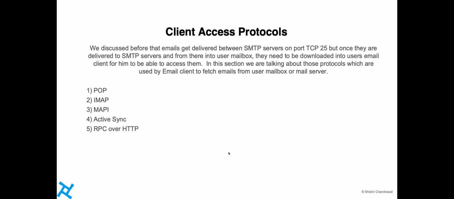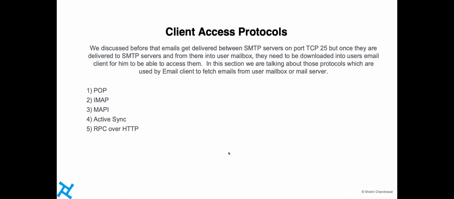Then we have got MAPI. MAPI is Microsoft Exchange Protocol. ActiveSync is again a Microsoft protocol which they use to send and control emails on phone or mobile devices. And then RPC over HTTP is again a Microsoft protocol which they use to deliver the emails when the Outlook client is not in the local network.